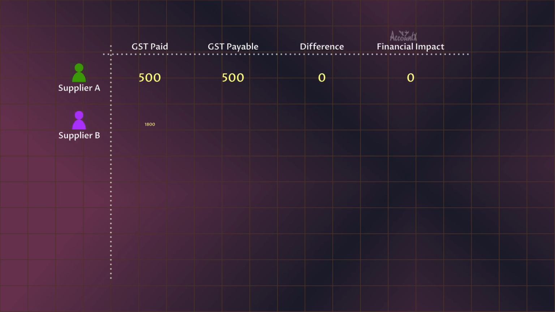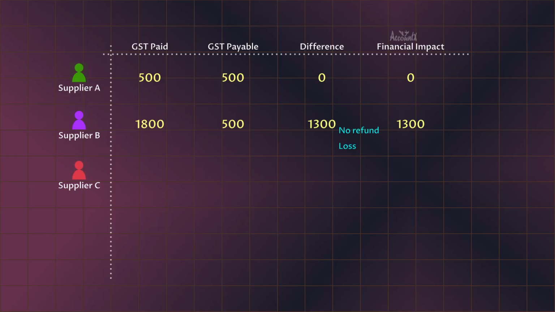Coming to B, GST paid 1800, to be paid 500. Difference 1300 is the excess payment. B can't get refund, so this is going to be a loss. So financial impact is 1300. Apart from these, two other interpretations are also possible. To understand this, let's add suppliers C and D to our example.